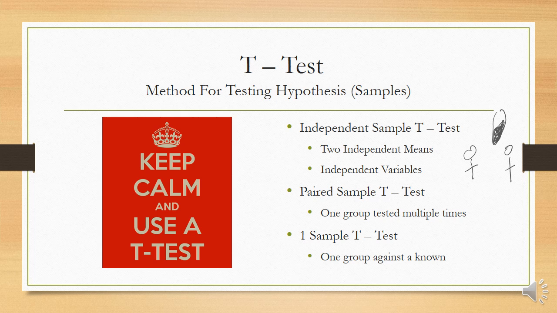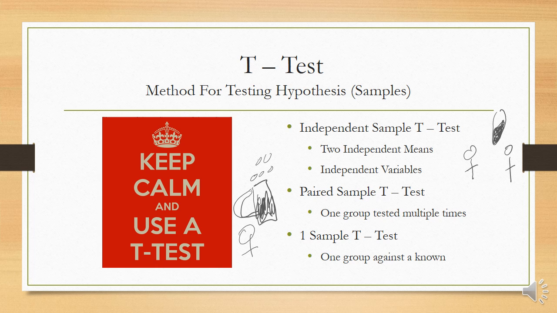A paired sample t-test would be, let's say you want to measure the effects of alcohol consumption on a group of workers. So what you would do is measure their effectiveness before they had a drink, and then the same group would be measured after they had a drink. So in this case, the variable would be time and not the group.